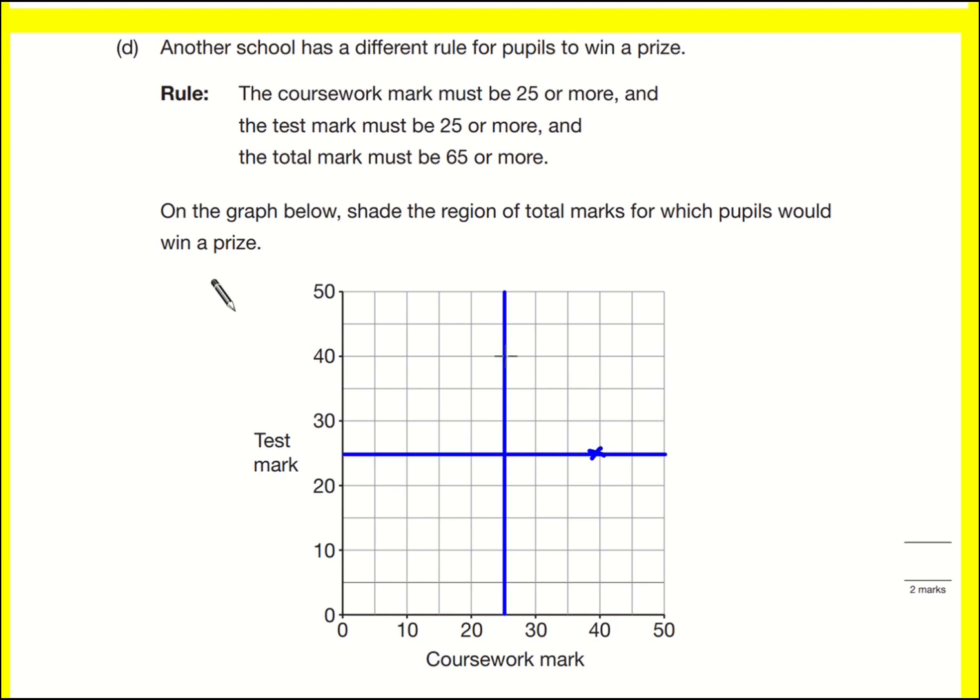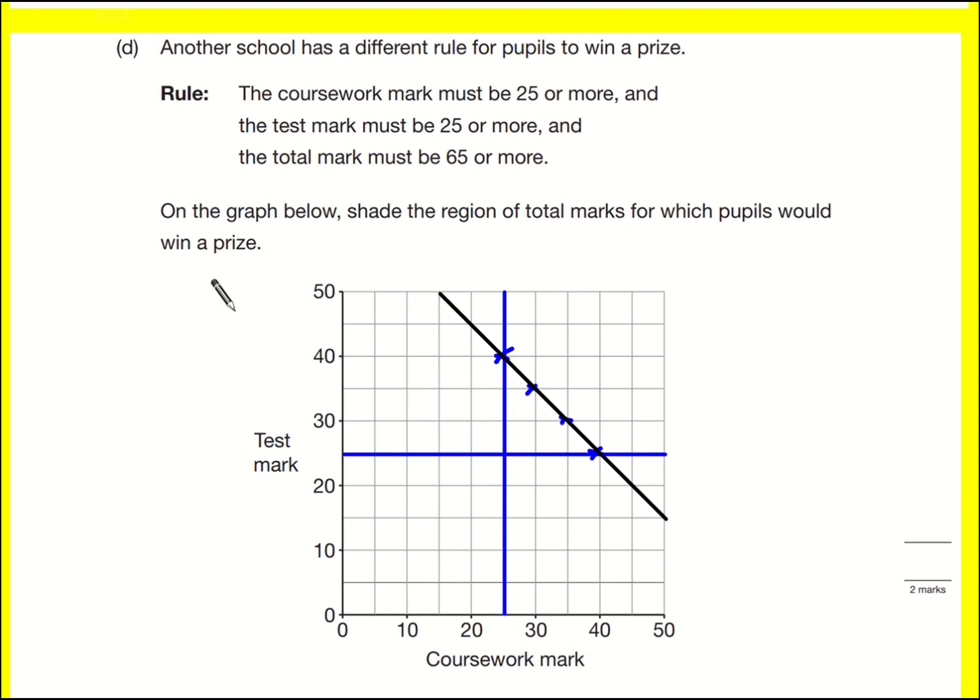And actually we can use symmetry. It's going to be 40 and 25 over here. And then 30 and 35 or 35 and 30. So it's going to be anywhere along this line. I could just draw the whole line in actually. That's probably the best thing to do. Okay, I'll draw in a different color. This is the total 65 marks.